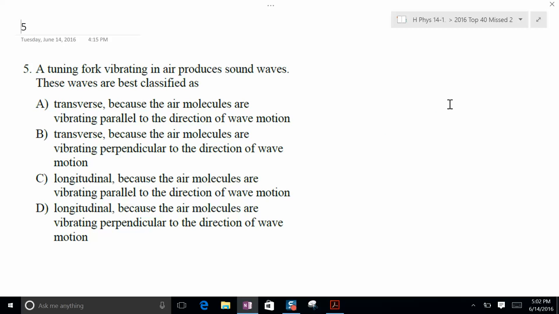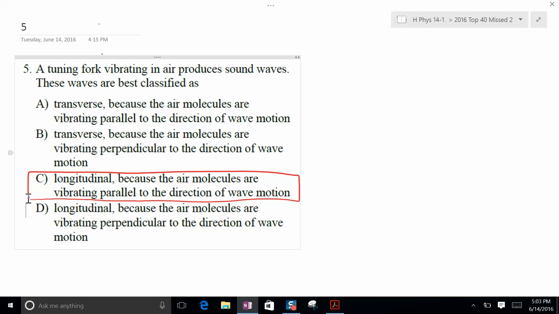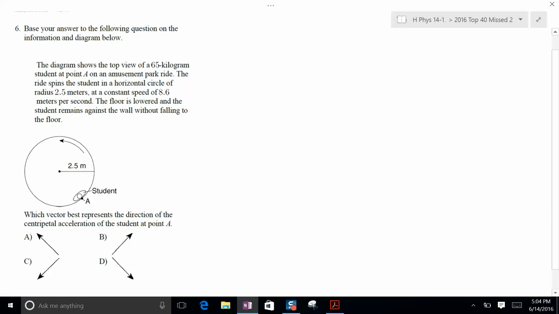Five. The answer is C. For the same reason as before, sound is a longitudinal wave. The vibration is in the same direction as the actual direction of motion. And it's these compressions that ultimately move your eardrum and you hear sound. Six.